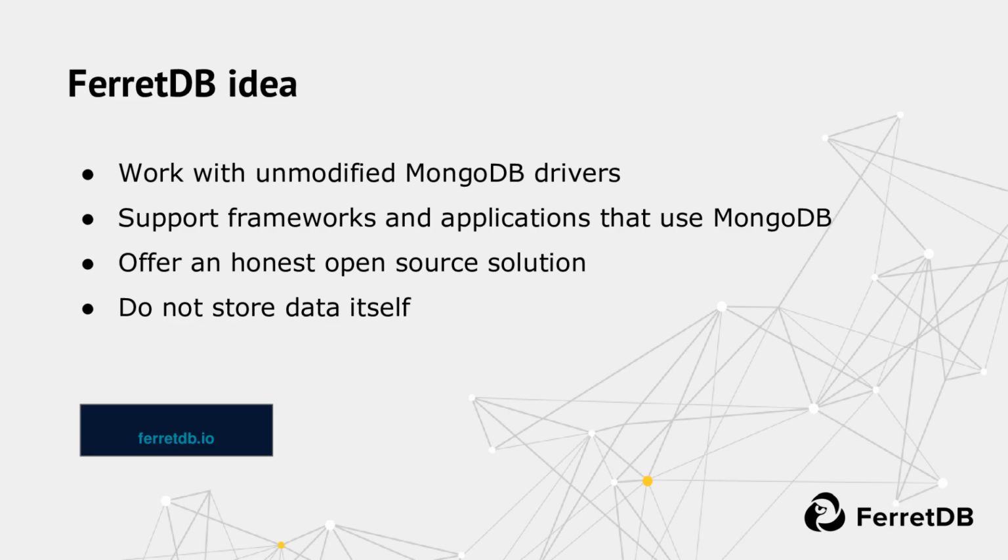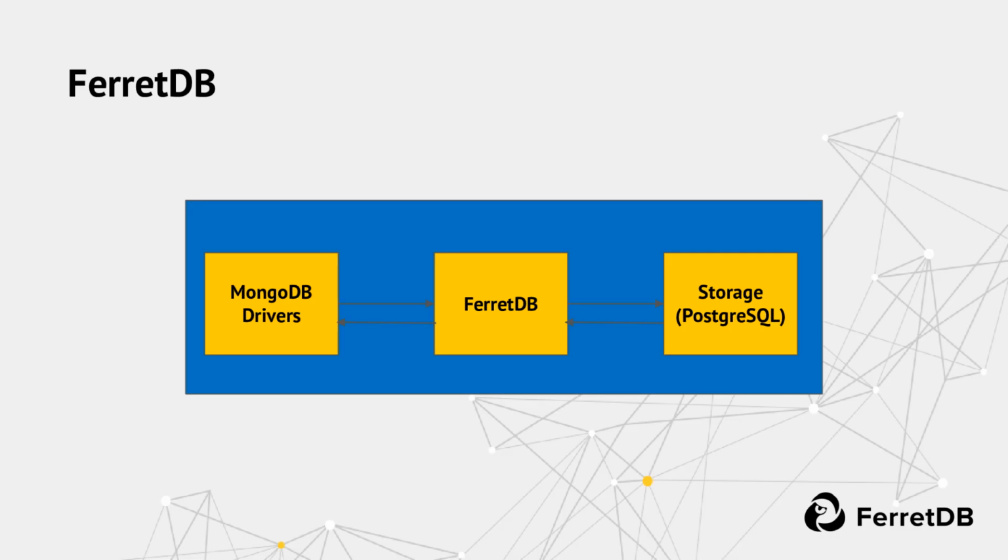Then again, we want to offer a real, honest open source solution, which will not be like what MongoDB offers now. And another interesting thing, we don't want to store the data itself because storing data is a hard problem. It's a really big topic, how to store the data. On the other hand, there are already quite a lot of solutions that can store the data, like your favorite database. So that's how we can show the schema of FerretDB. FerretDB works with MongoDB drivers, so we have MongoDB drivers on one side, and we have some storage on the other side, for example, PostgreSQL. And then FerretDB is a stateless proxy between those drivers and PostgreSQL.